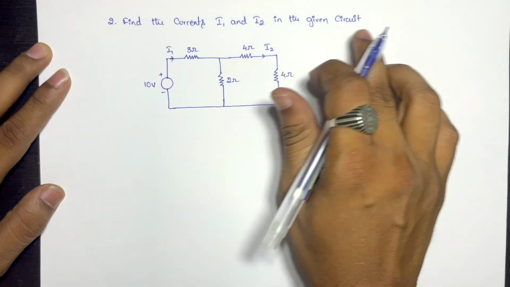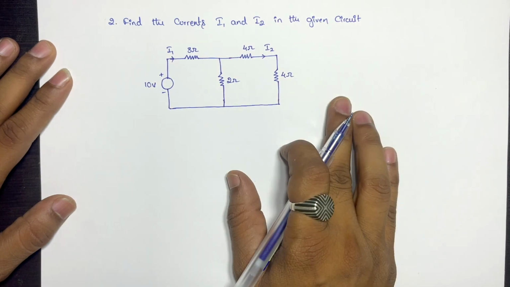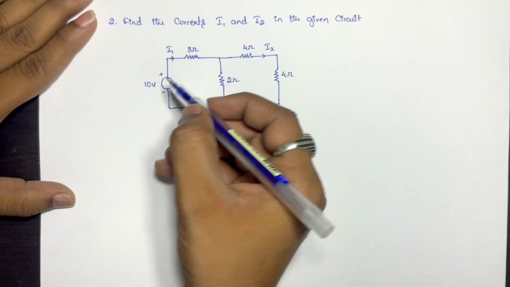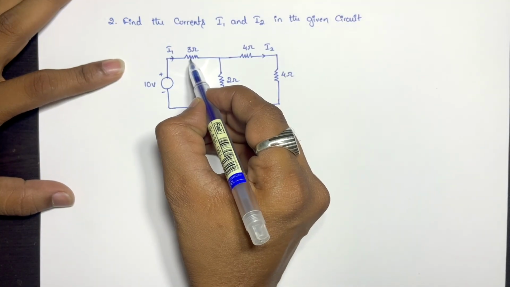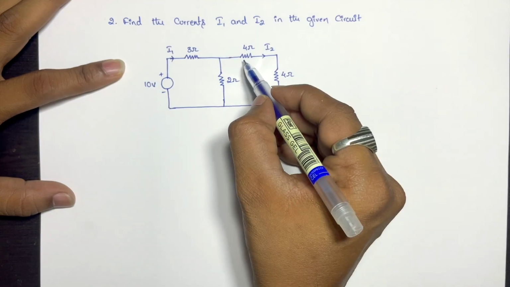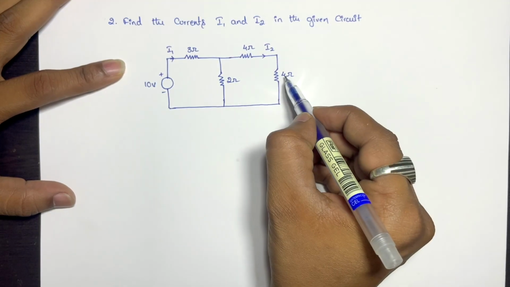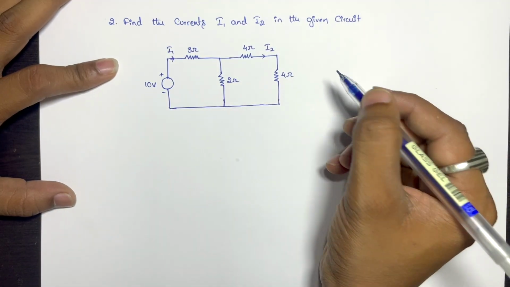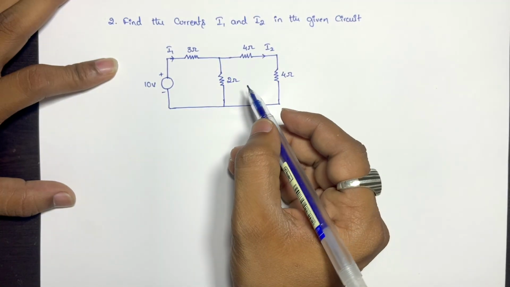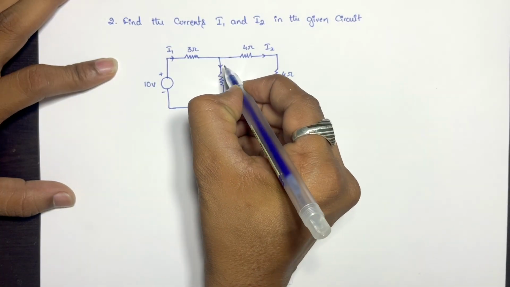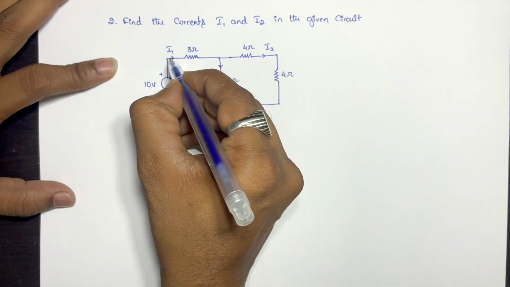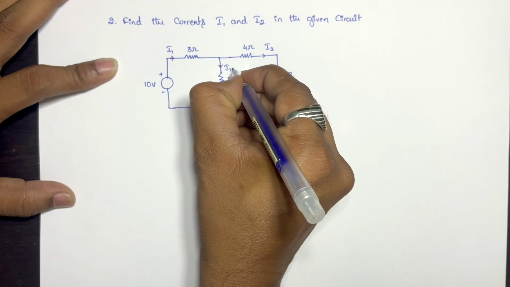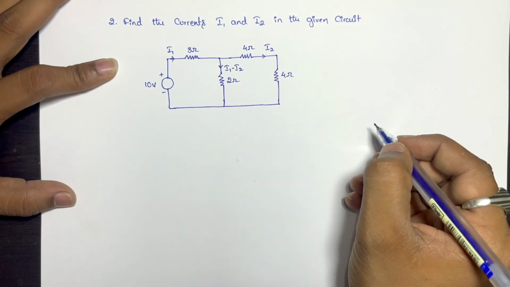Find the current I1 and I2 in the given circuit, and here is our circuit. The total voltage applied is 10 volts. First one is 3 ohm parallel 2 ohm, and the other parallel circuit are 4 ohm and 4 ohm in series. Now the current flowing here is I1 and here it is I2. At this point, if you consider the current flowing here as I3, that would be the incoming current I1 minus the outgoing current I2. Here it would be I1 minus I2.